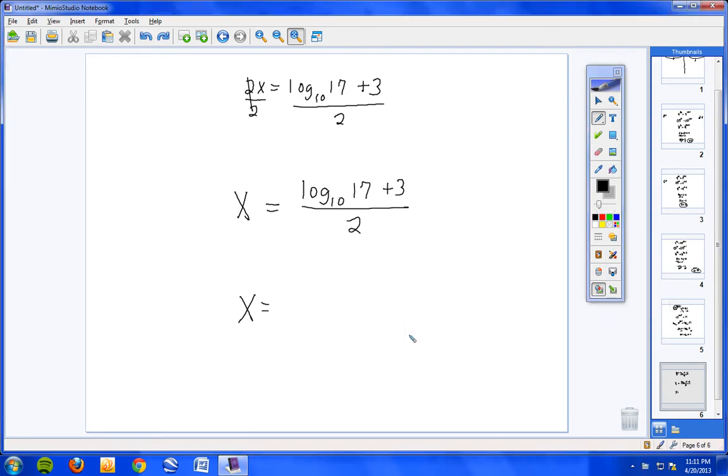Now, if you type log of 17 into your calculator, you should get this decimal out. If you're not, you're making a mistake somewhere. So this log base 10 of 17 should be, I'm rounding, 1.2304 plus 3, all over 2.